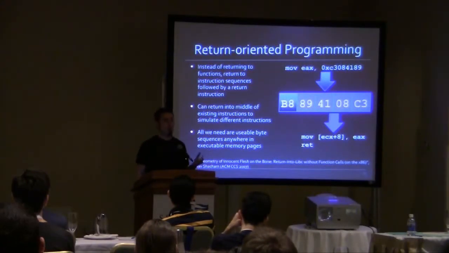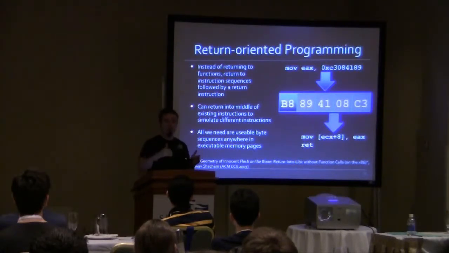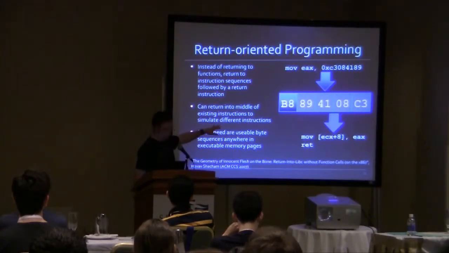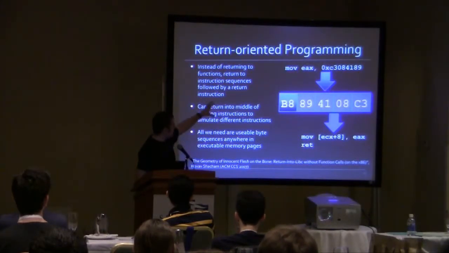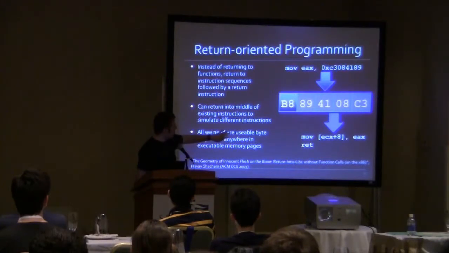And the kernel of the idea here is that instead of returning to functions or sequences of instructions, you return to arbitrary bytes that may or may not be the intended instruction, and you return midstream. You can see in the picture here, imagine you have the instruction move EAX with a 32-bit constant. That gets encoded into those 5 bytes that I show there. But if you return 1 byte in and only decode the last 4 bytes, it becomes the instruction sequence move EAX into ECX plus 8 and then return. So this is the main idea of ROP.